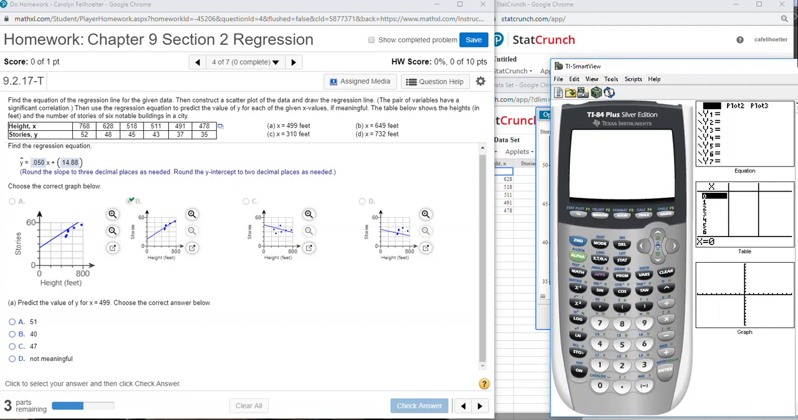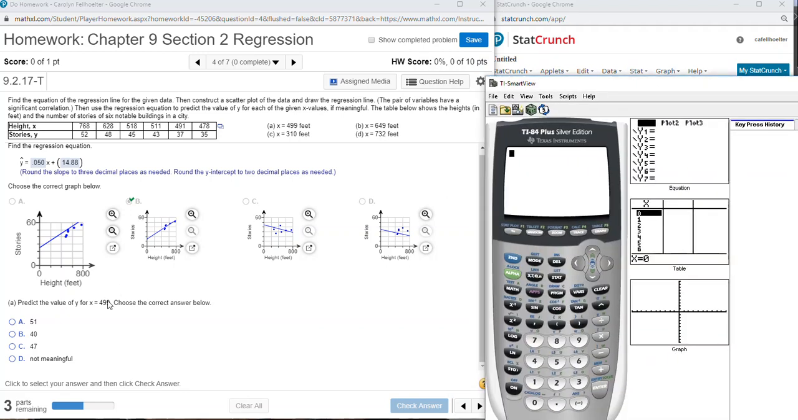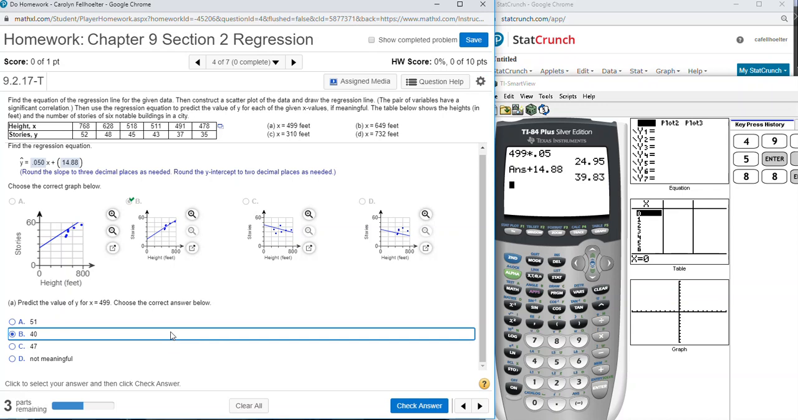So I'm going to drag my calculator over. Try again and see what we get. So I'm going to start with this x value here. So this is 499. We're going to multiply that by this 0.050. I'm going to hit enter and get a value. Now I'm going to add on 14.88, so plus 14.88, and that gives me 39.83. So choose the correct value. This appears to be the closest if we round up to the nearest whole number.